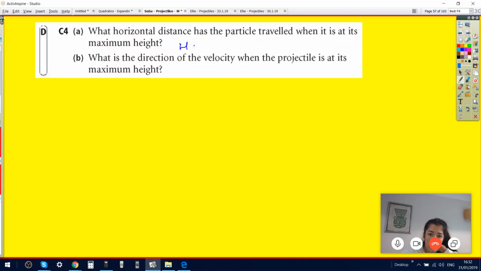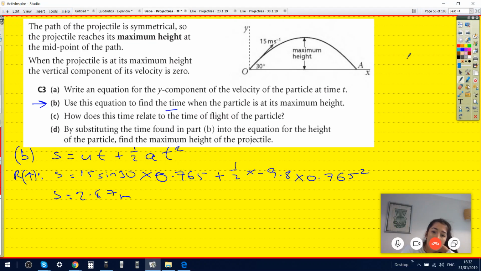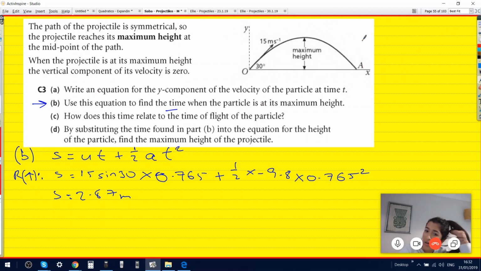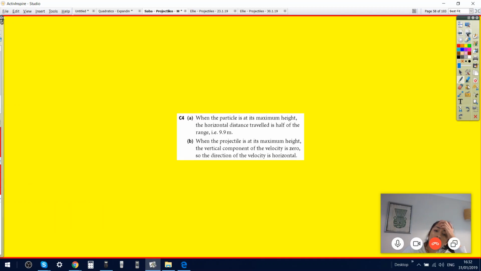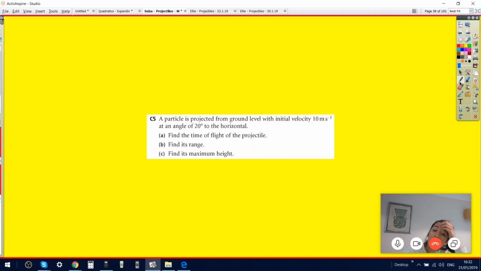And what is the direction of the velocity when the projectile is at its maximum height? 30 degrees? I don't know. Above ground. Well, when it comes back down, it's going to come down at 30. Is it 0? When the projectile has maximum height, the vertical component of the velocity is 0. Oh, sorry, the vertical component.